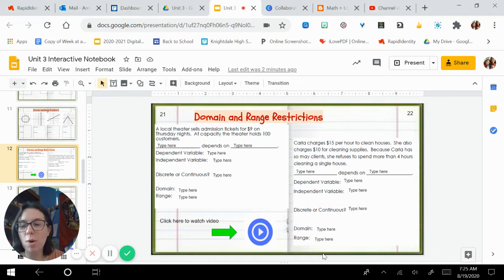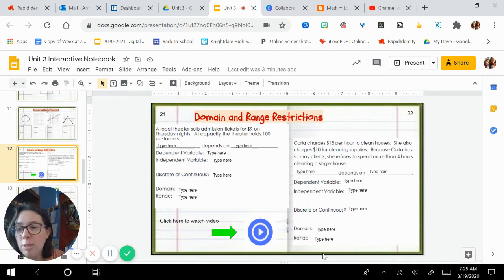Everybody, welcome back. We're on our fourth video for Unit 3's notebook. In the previous video, we talked about domain and range. And remember, domain is the independent input values, X values, independent variable. And then range was the output values, Y values, and dependent variable. So now we're going to be talking about domain and range restrictions.